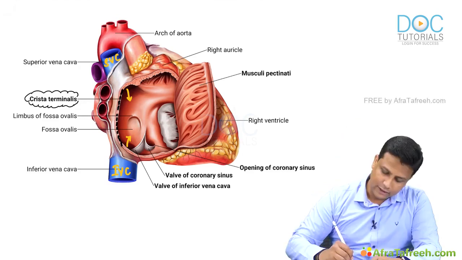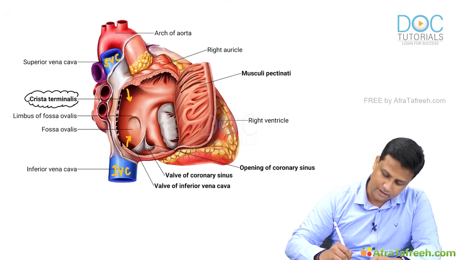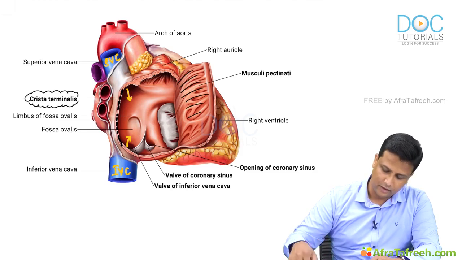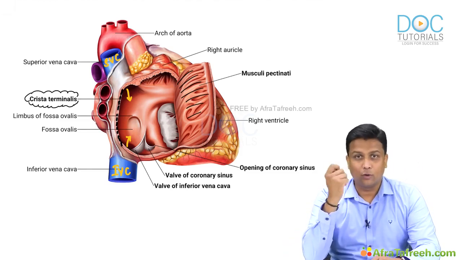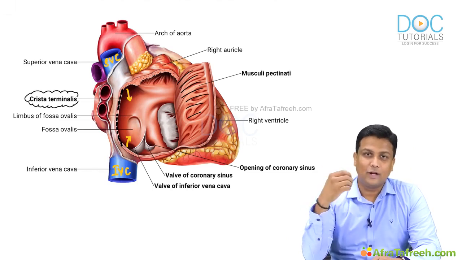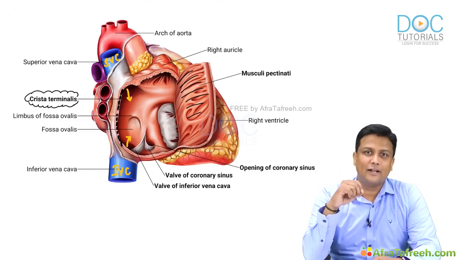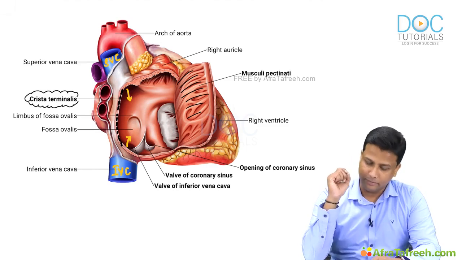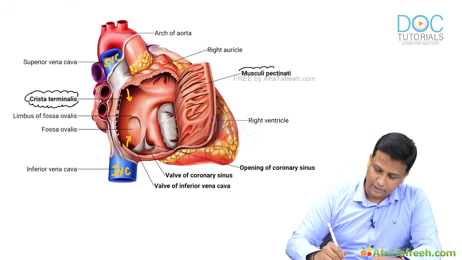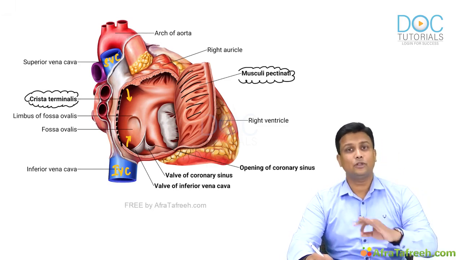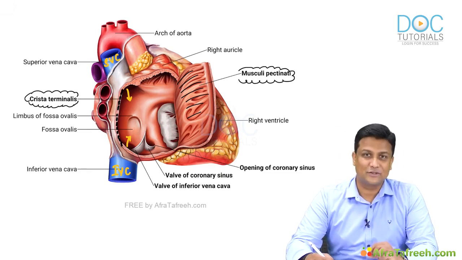You can appreciate on the anterior wall all these muscles which are in the form of the teeth of a comb, and that is the reason why these muscles are called musculi pectinati. So in this diagram you can see the rough part of the right atrium, where the muscles are arranged like the teeth of a comb, and those are the musculi pectinati.